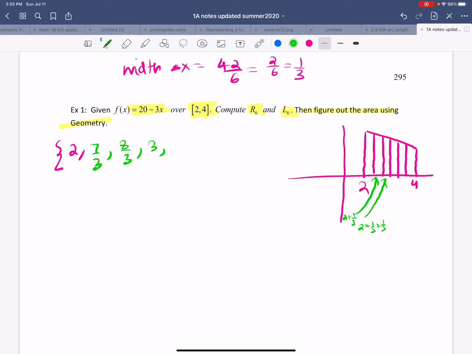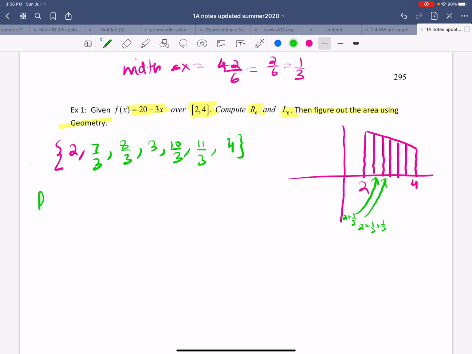This is going to be 9/3. And then we would have 10/3, plus 1/3 will be 11/3. 11/3 plus 1/3 will be 12/3, which is going to be 4. So these are my increments on the bottom. I'm using rectangles that all have the same width, 1/3.